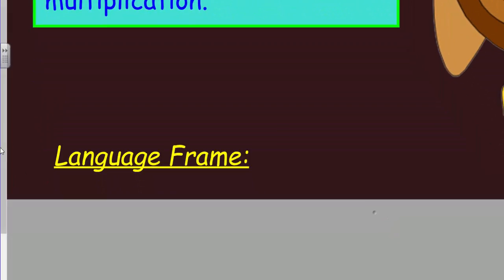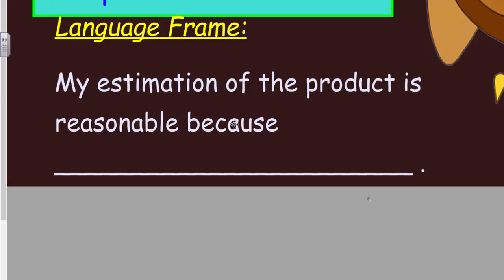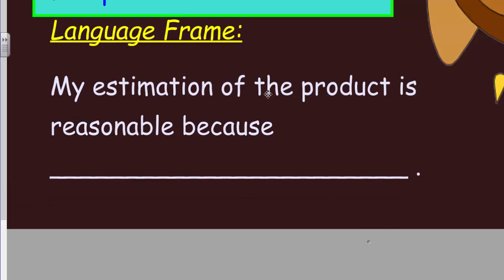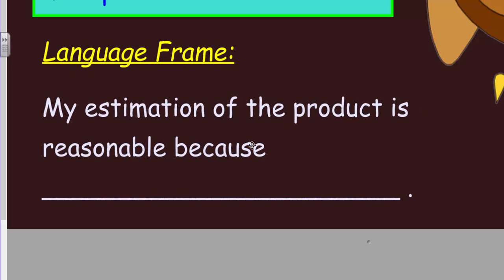What do we have here? We have a language frame. We'll bring this thing up. A language frame here in this case says that my estimation of the product is reasonable because, okay, and we are going to use this today. I'm going to use it today, I should say. When I say we, I really mean me.